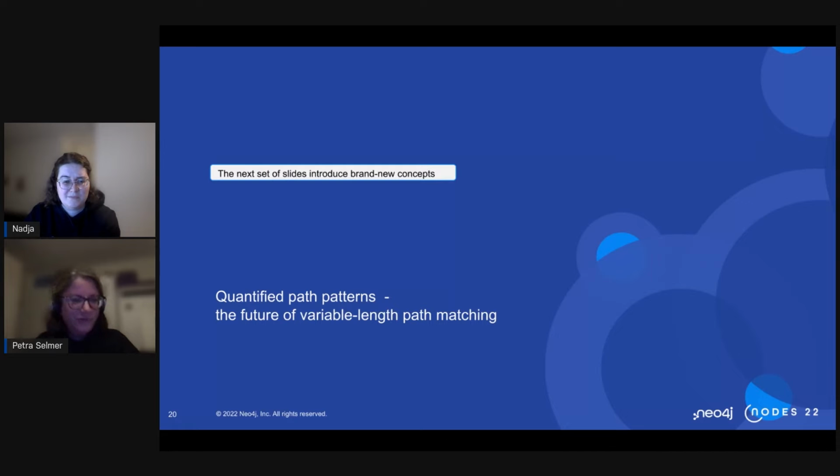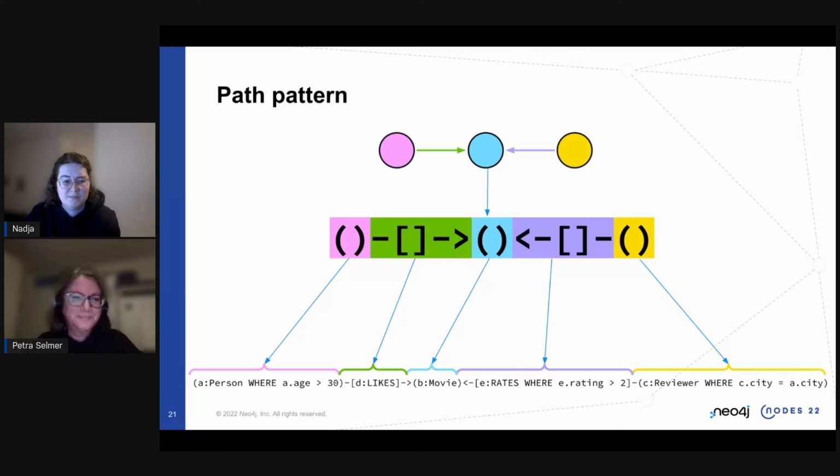Right, so onto quantified path patterns, which we see as being a great leap forward in terms of the expressivity of variable length path matching. I will be introducing quite a number of brand new concepts in the next set of slides, so you may want to have a cup of coffee ready.